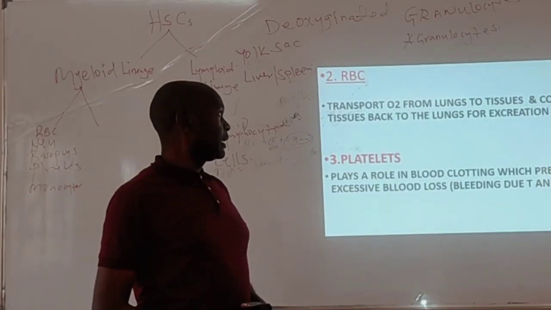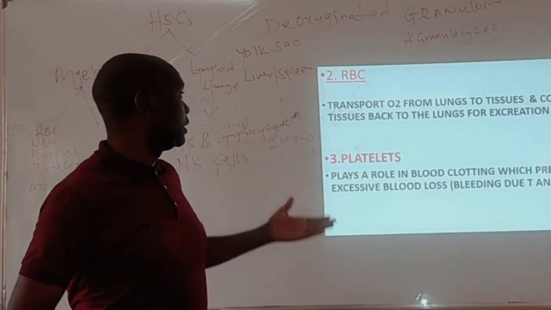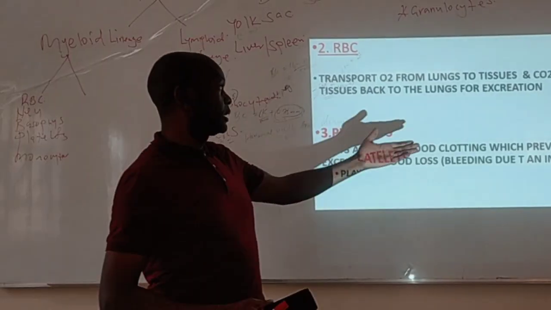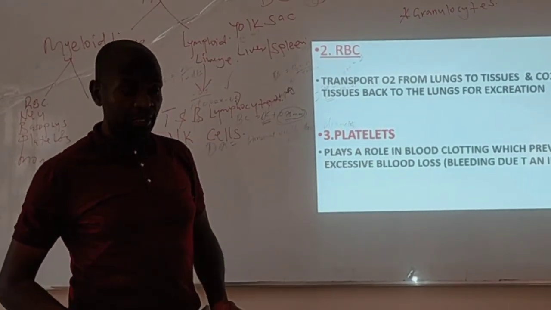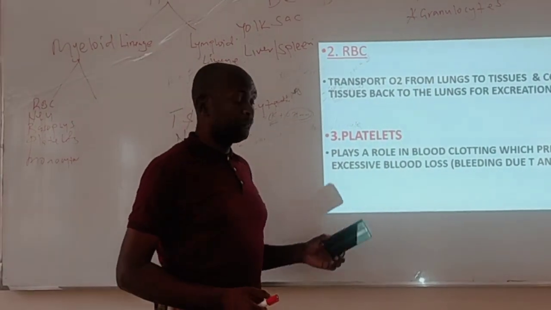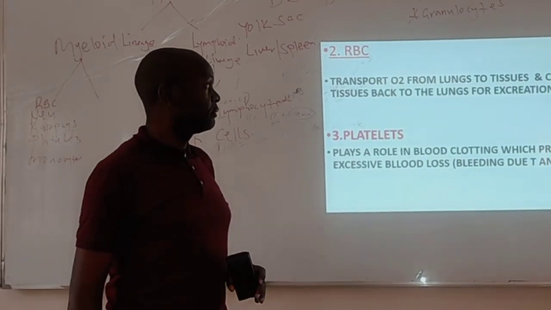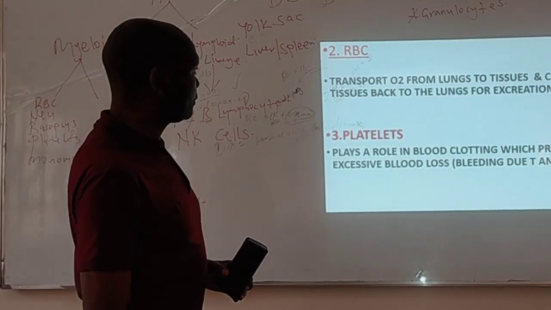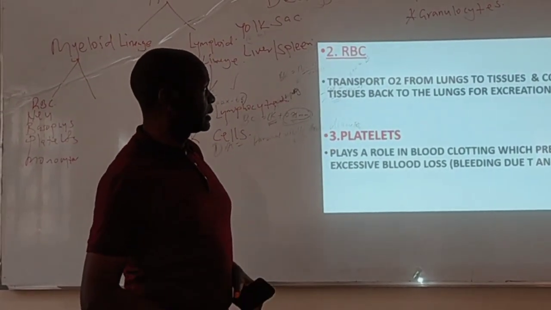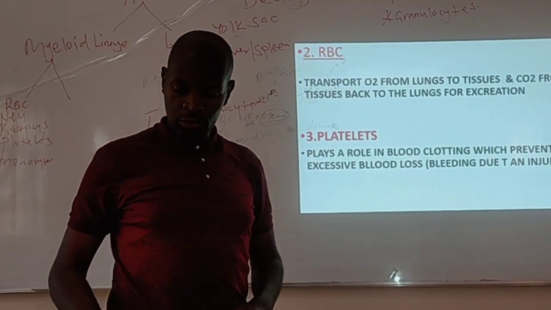The function of the red blood cells generally is to transport oxygen from lungs to tissues, the way we had seen in the circulatory system. They also transport carbon dioxide from the tissues back to the lungs for excretion. Remember, we have four excretory organs in the body. That is the lungs, the liver, the skin, together with the kidneys. So the lungs come in as excretory organs, and that is when it comes to excretion of CO2 from the body.